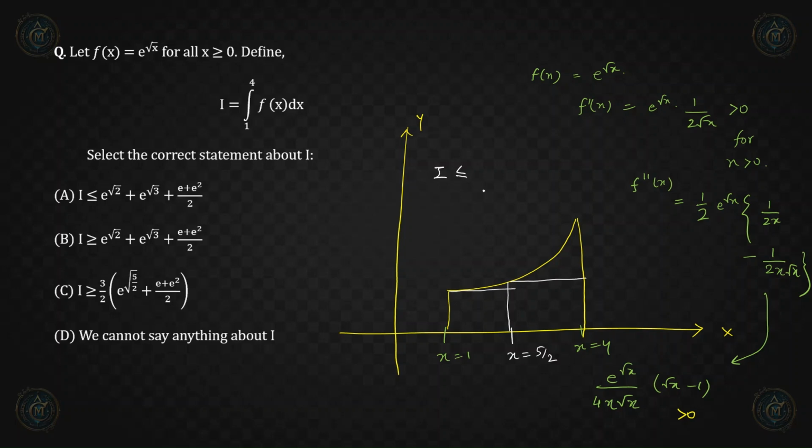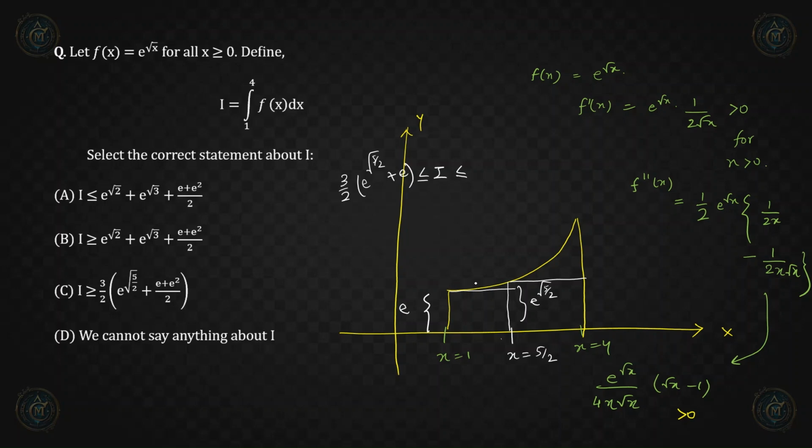So we can say I is less than or equal to something and greater than or equal to something. So what will be this thing here? This thing on the left side will be the sum of areas of these two rectangles. This height will be e to the power 1, right? So e, and this thing will be e to the power root under 5 by 2. So the sum of areas will be, with width 3 by 2, 3 by 2 times e to the power root under 5 by 2 plus e, right?